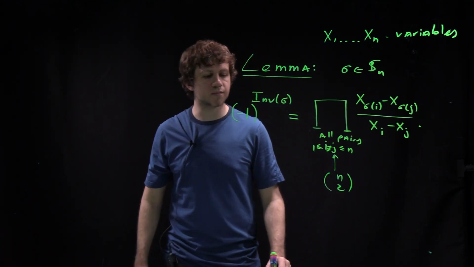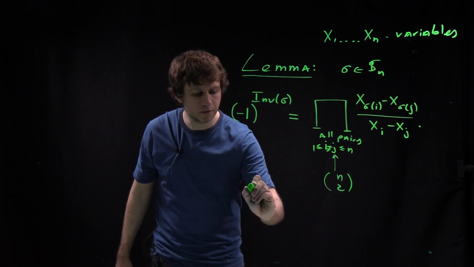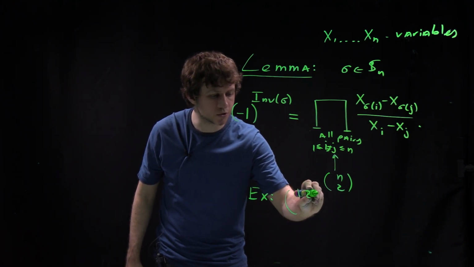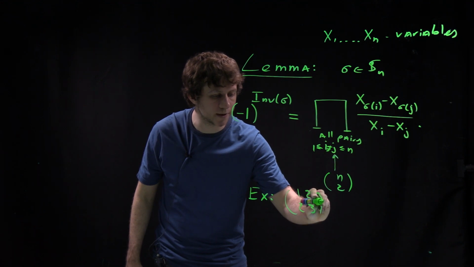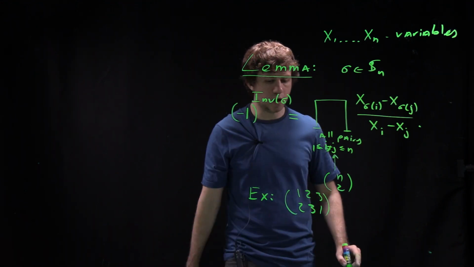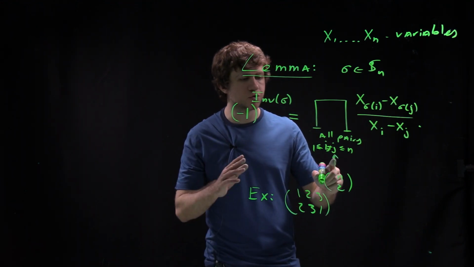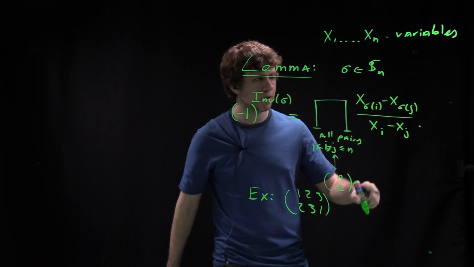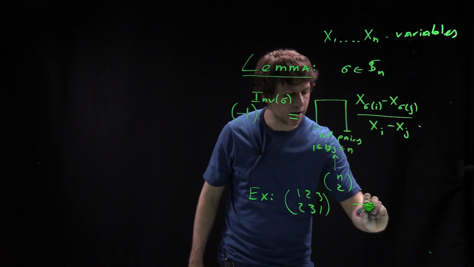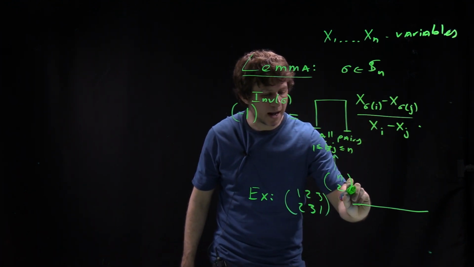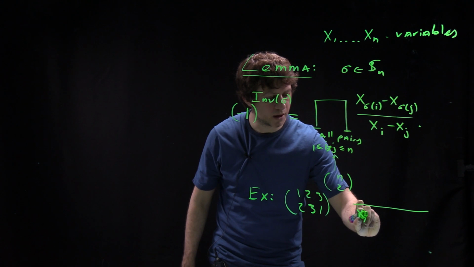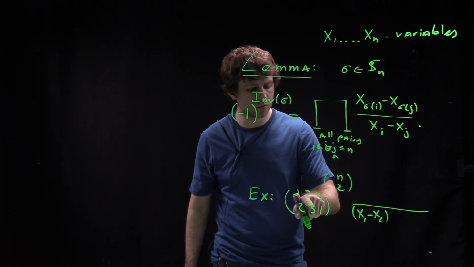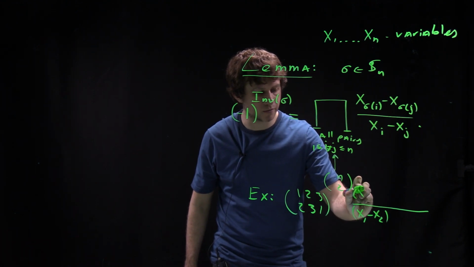So let's do an example. Take the permutation 1, 2, 3 goes to 2, 3, 1. Then we need to choose pairs, and the pairs will be 1, 2, 2, 3, 1, 3, and there are 3 pairs like that. So we write x1 minus x2 in the denominator, and on top, sigma of 1 is 2, sigma of 2 is 3, so I get x2 minus x3.